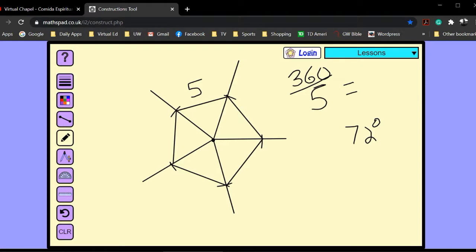I think we did 5. No, I think we did 3. How about that? So 3, 3, 3, 3, and 3. Okay, so all 5 of those sides are 3 centimeters each, and it is what's called a regular shape because they all have the same angle and they all have the same length each side.